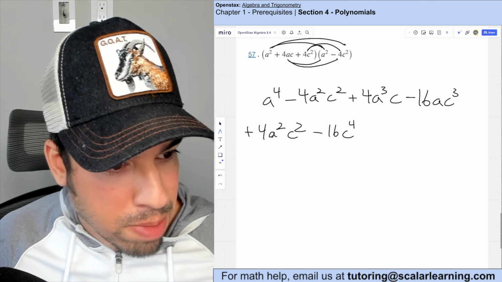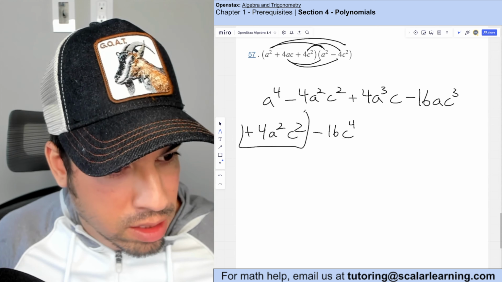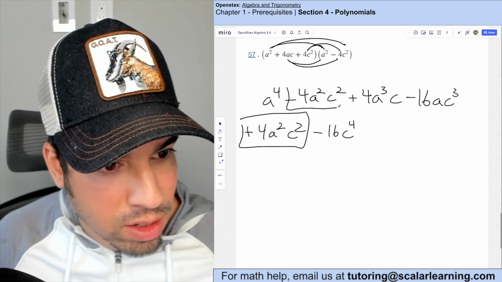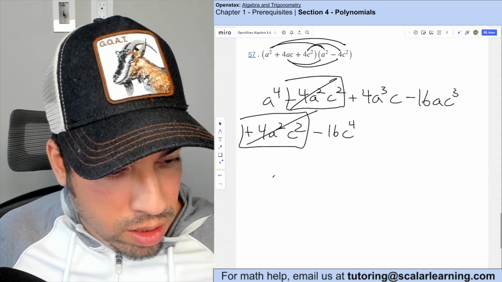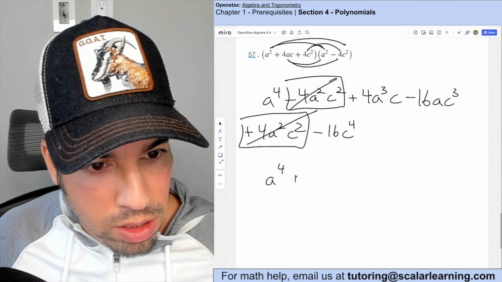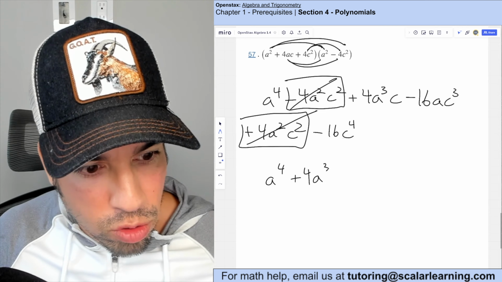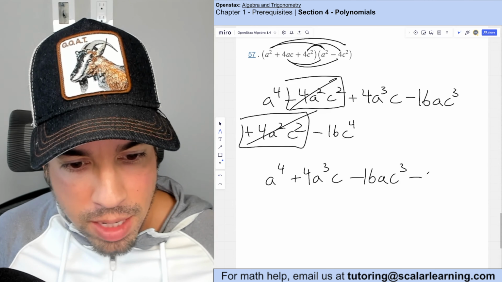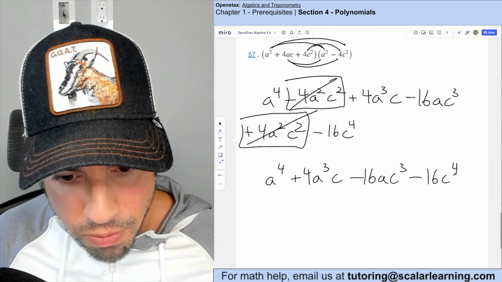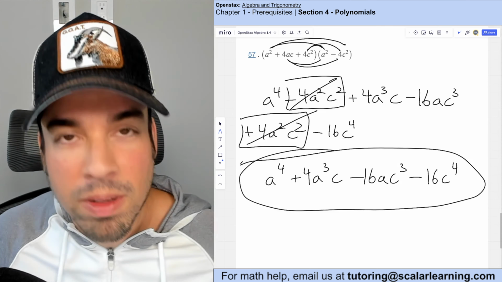Now we're going to combine like terms. I see I have a 4a squared c squared and a negative 4a squared c squared. Those are going to cancel out nicely. And now we're left with a to the fourth plus 4a cubed c minus 16ac cubed minus 16c to the fourth for the win. Boom, done.